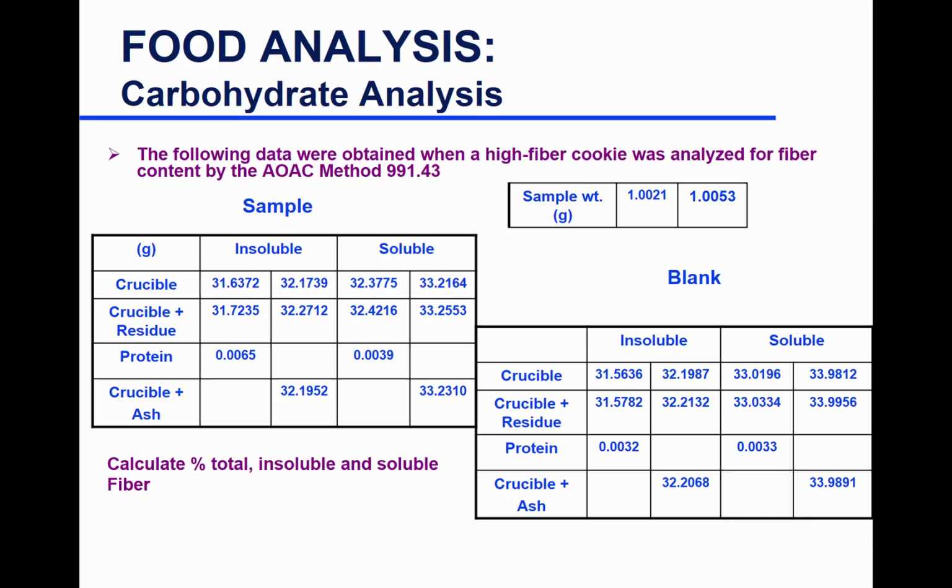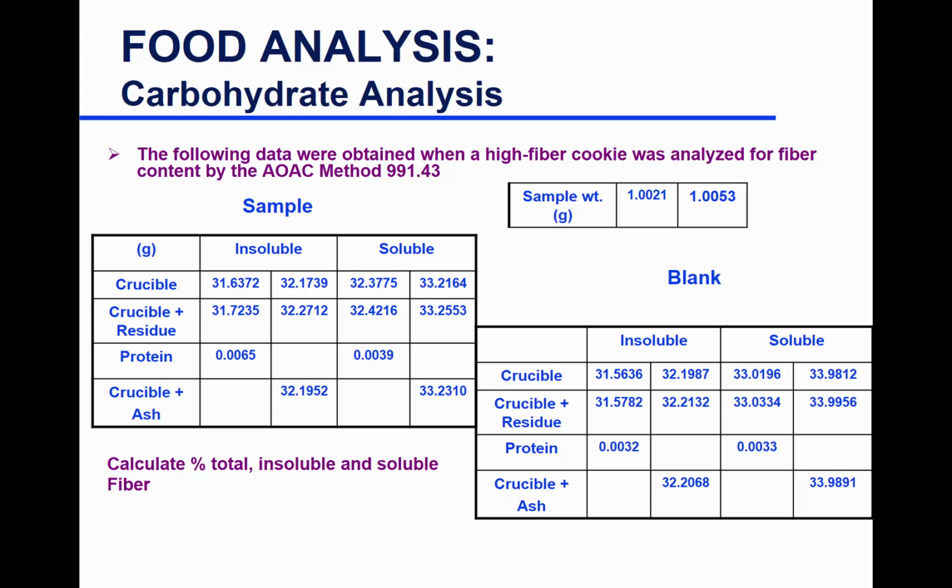So you will have 2 replicates here in this example. And this is the weight of the crucible empty. Here's the weight of the crucible with the residue. After you filter, you will end up with the residue. So the difference of that will be the insoluble dietary fiber, yet not corrected for protein or ash.